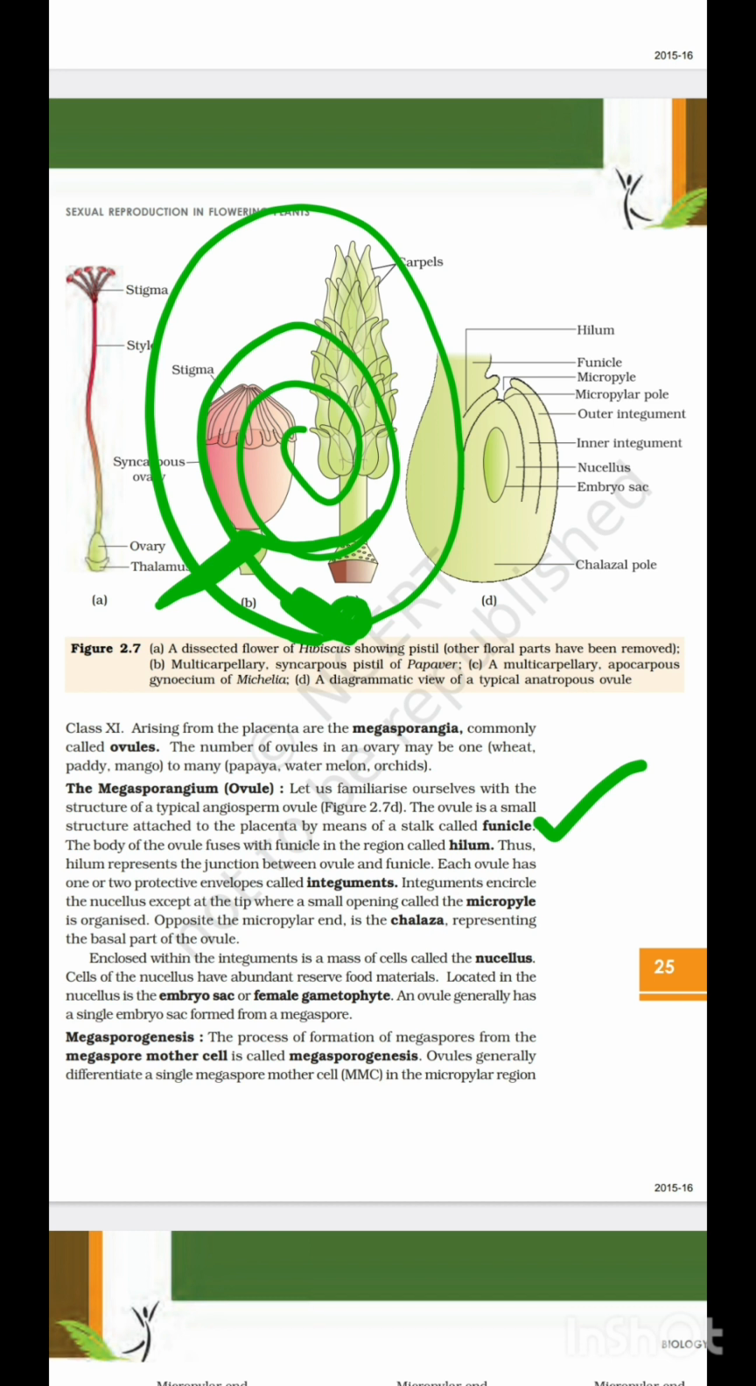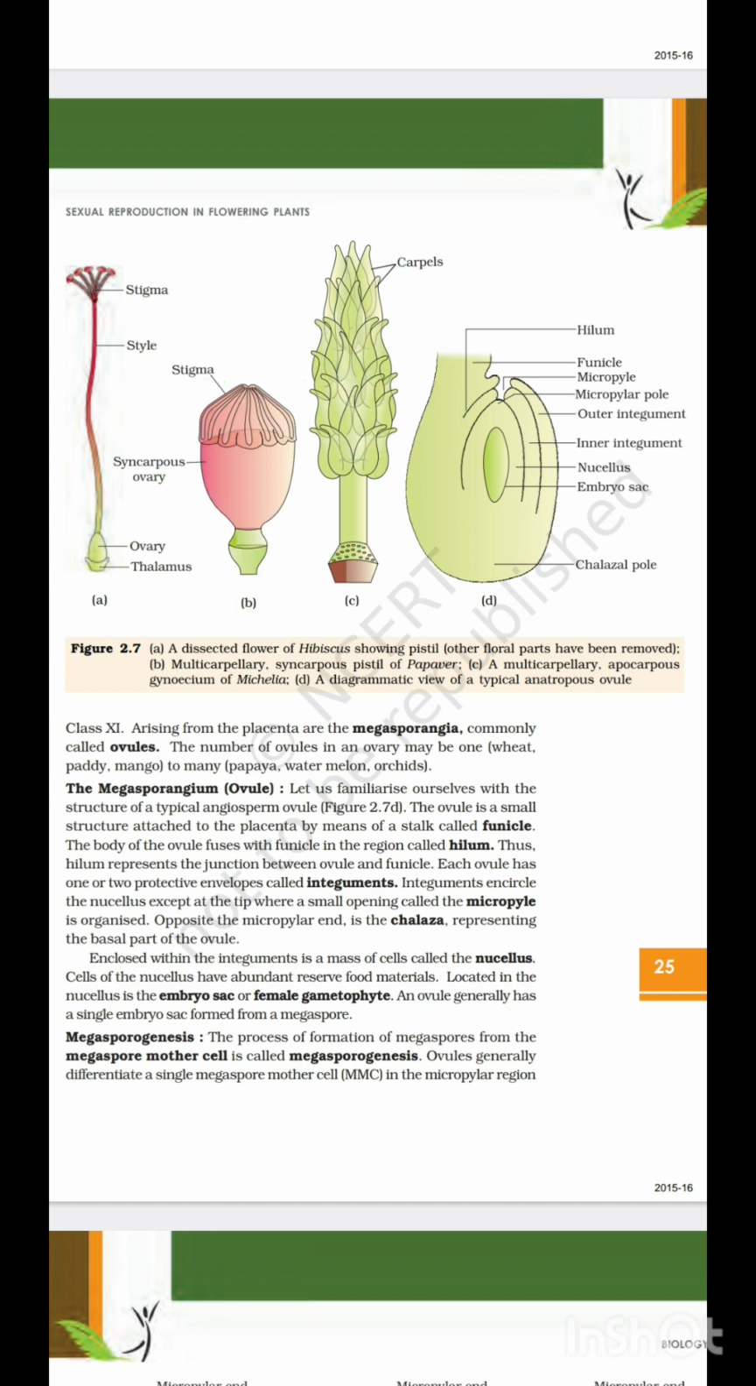Each ovule has one or two protective envelopes called integuments. So these layers are integuments. Then integuments encircle the nucellus except at the tip where a small opening is present. So these integuments totally cover the nucellus. Here the integument is absent, and that opening is called the micropylar opening. The end where the micropyle is present is known as the micropylar end, and opposite to that the chalazal end is present, representing the basal part of the ovule.